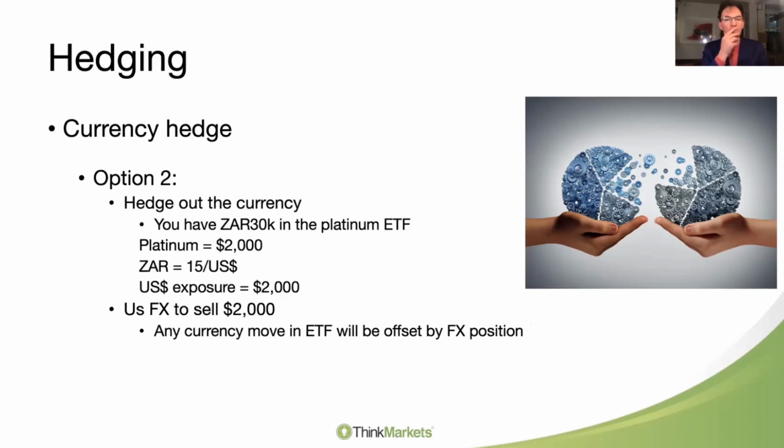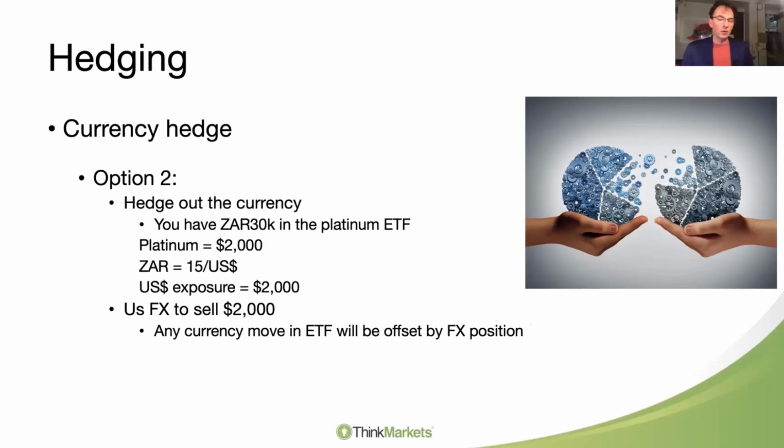Second option, say you've got 30,000 in that platinum ETF. Let's say ZAR's at 15. So you've actually got $2,000 exposure. Use FX to hedge that position. So now you've removed the currency from the equation.